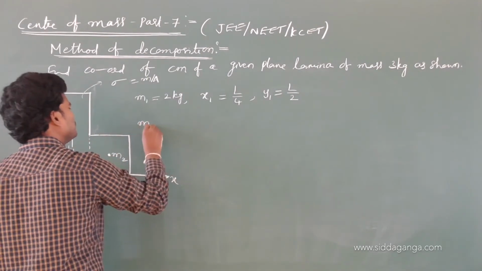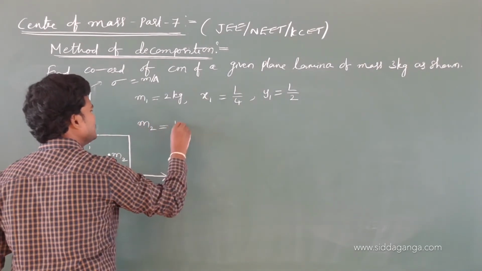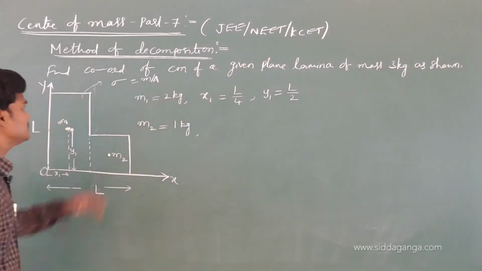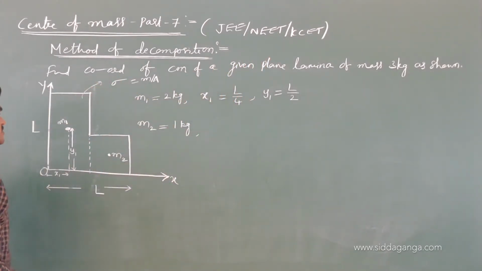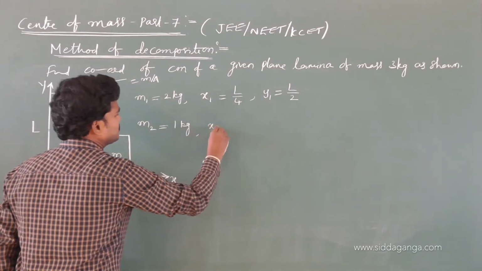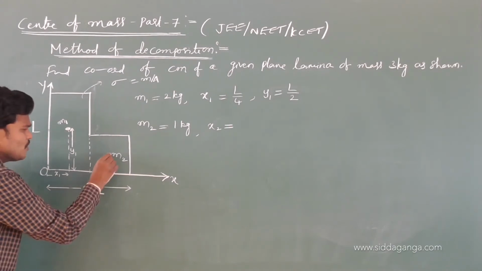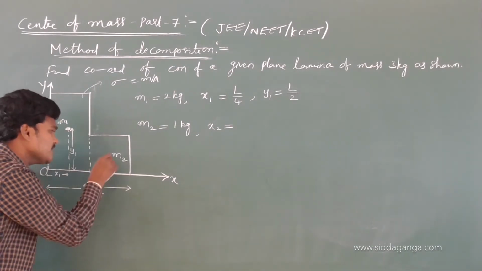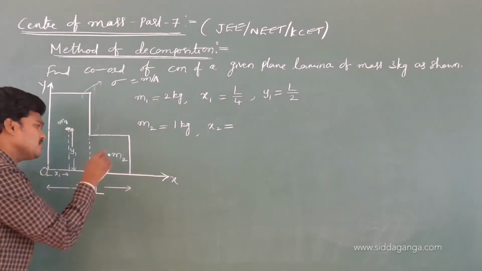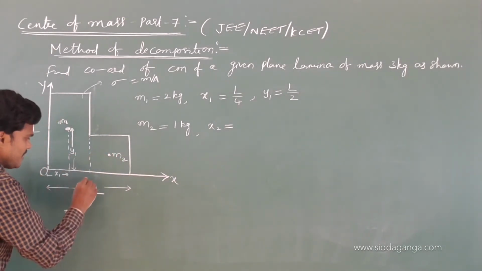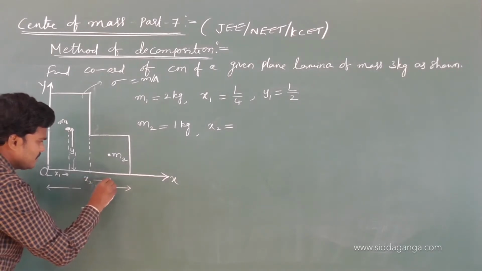Now coming to M2, that is 1 kg. If mass is not given, we will use this sigma and other system. I will give you one more example also. X2 is the coordinate of the center of mass of the second mass. The entire mass of this lamina is concentrated at this point. Now, X2 is, you can take from the origin.